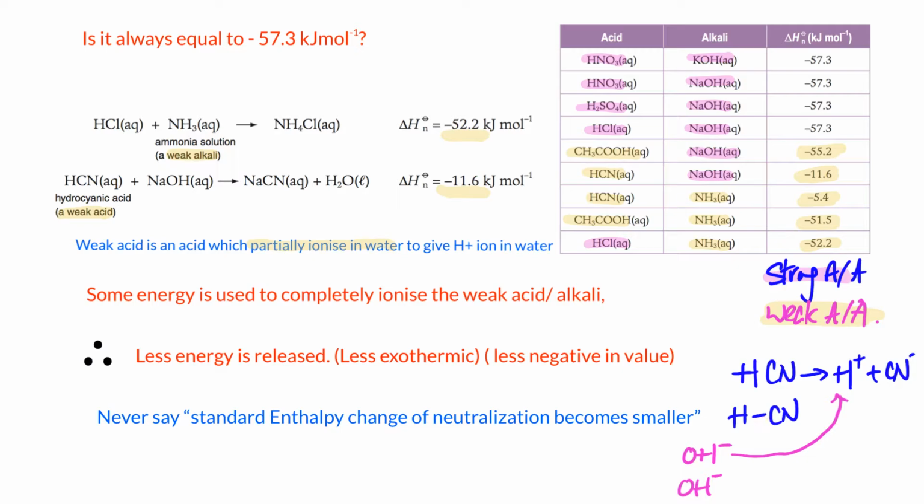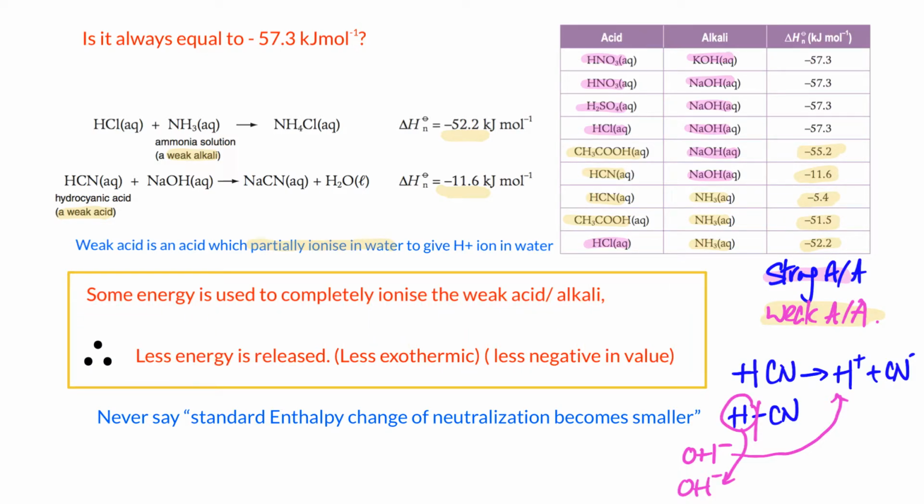To break this bond, extra energy needs to be absorbed to ionize it. That means in the process you have to overcome this bonding, and then the H plus will combine with this OH minus. So some extra energy has to be used to ionize this molecule first. When you're asked why neutralization between a weak acid and a strong alkali is less negative, you may say that in the process some energy is used to completely ionize the weak acid, so less energy is released.